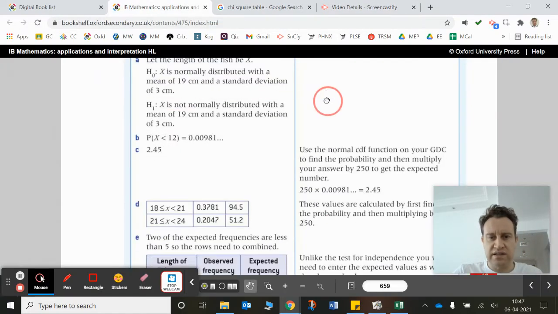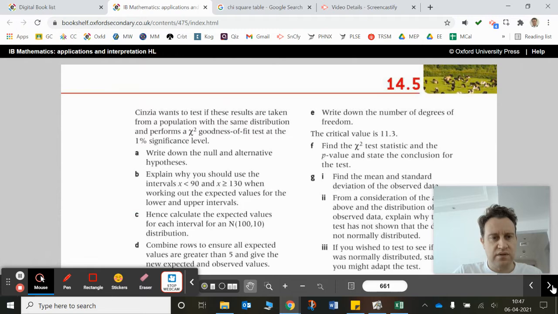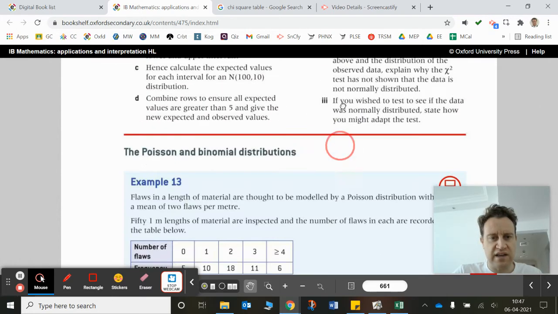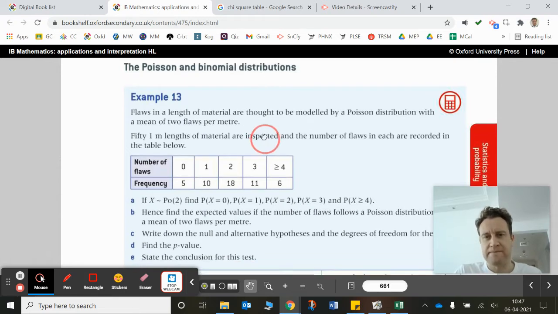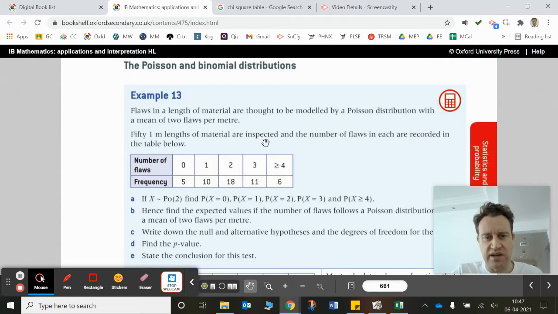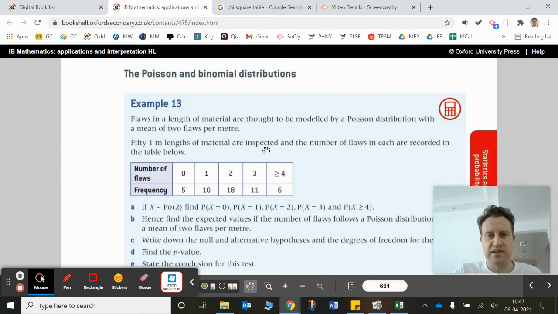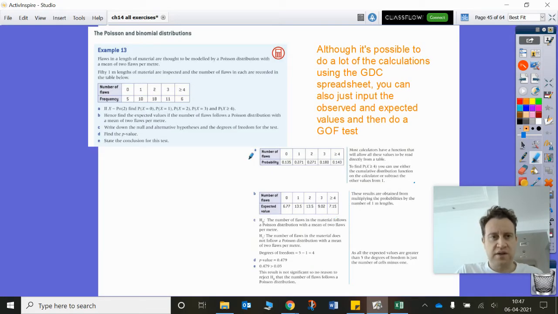So the next one is all about a goodness of fit test again, but this time for the Poisson distribution and the binomial distribution. This is fairly straightforward. It's basically the same thing as what we did last time round. We're just using a different distribution to match this too. Okay, so let's go straight into the questions.